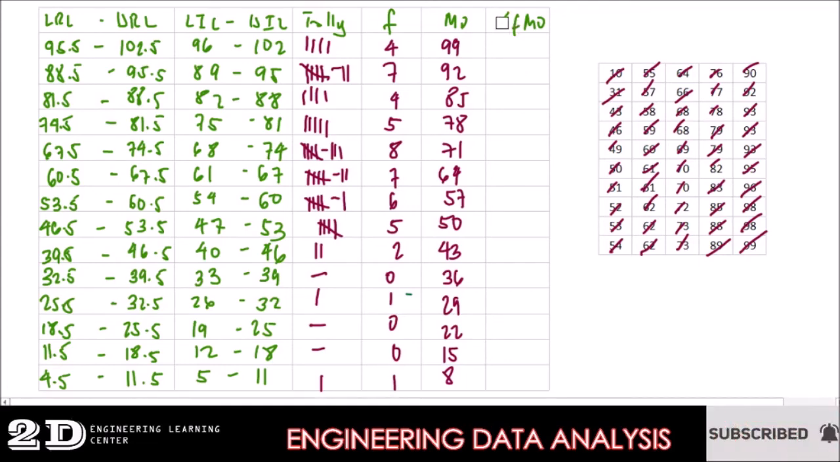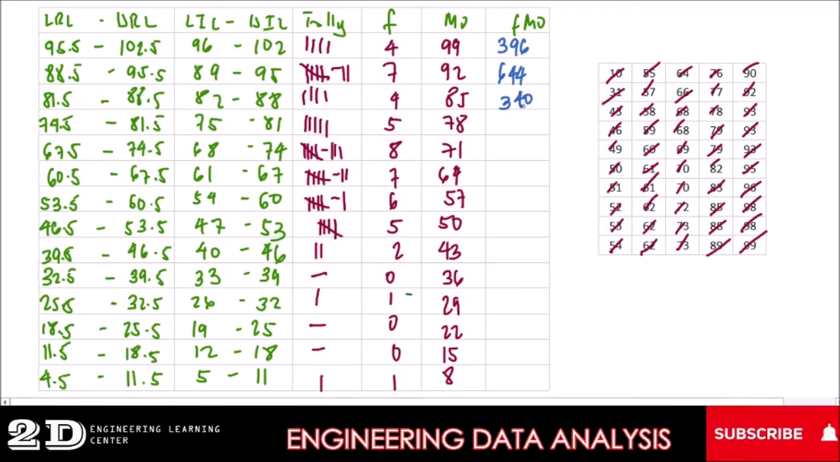Okay, now we will have this one, not the summation of f, but only f times the midpoint, the frequency times the midpoint. So we have 4 times 99, that will be 396. Then 7 times 92, that will be 644. Then we have 4 times 85, so this will be 340.